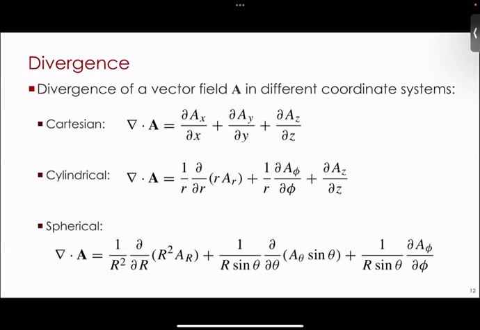For cylindrical, it's not so bad. Again, here you've got to multiply by the R first before you take the partial derivative. Just trust how it's written. Just follow the parentheses and you'll be okay. And break it down into small steps.